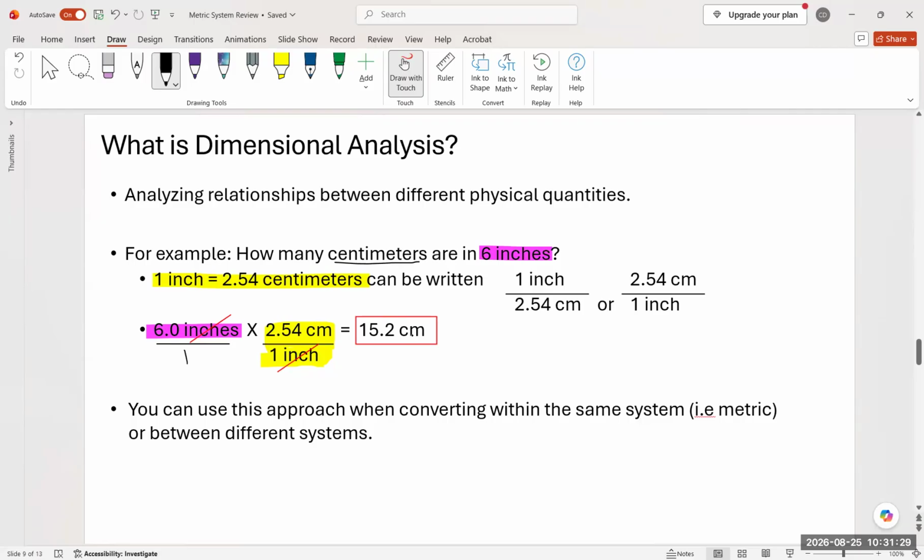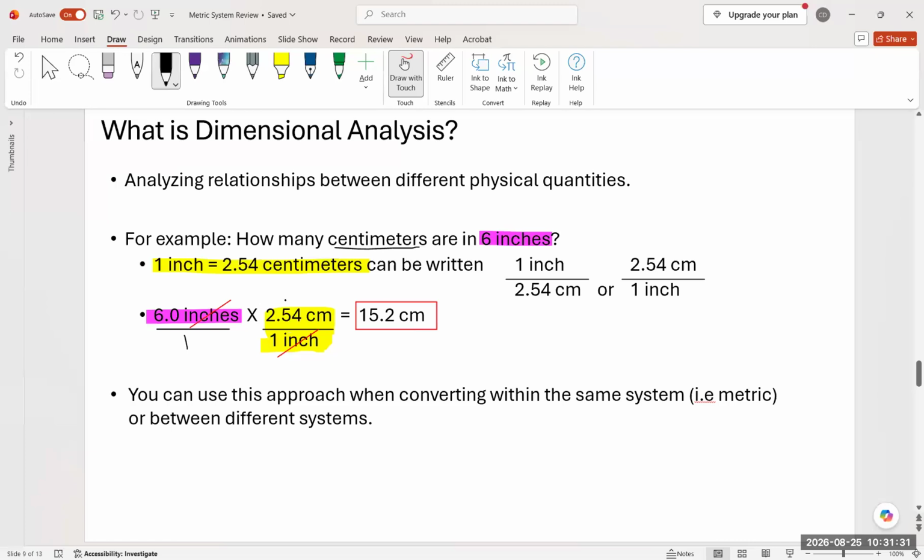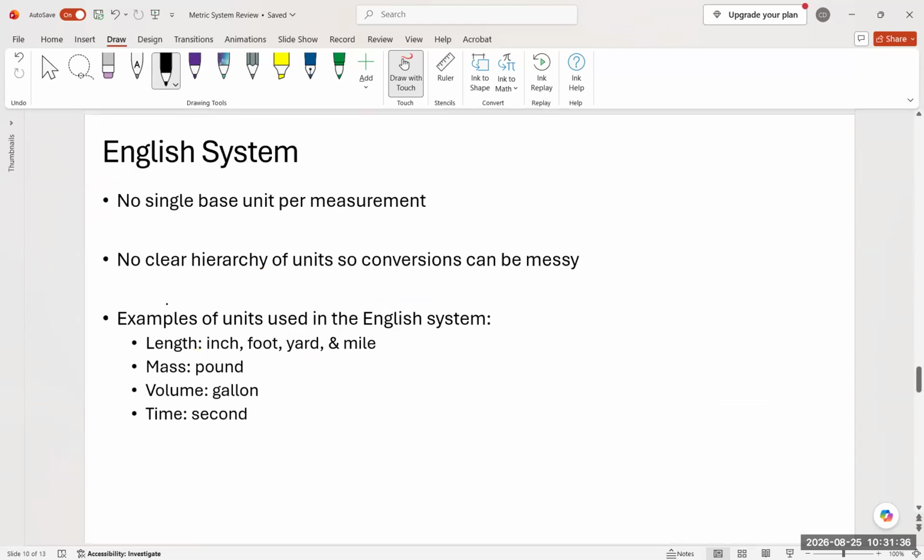All right. So this is typically the approach you take when you're working with the English system because it's a little bit more complicated than the metric system because it does not have a single base unit per measurement. There's no clear hierarchy. We're not working with a base system of 10. And because the beauty with base system of 10 is we could just scooch our decimal point over to the left or the right as needed. But here that's not the case because looky here.